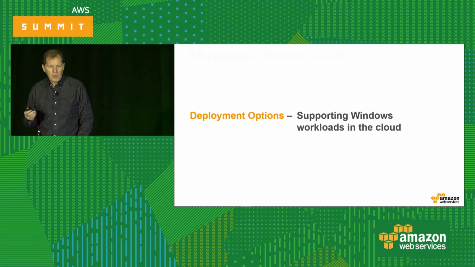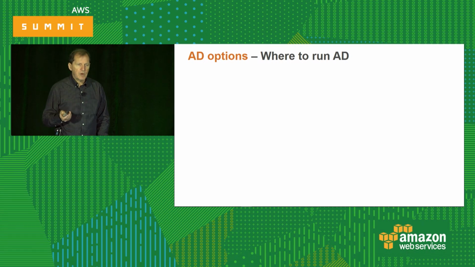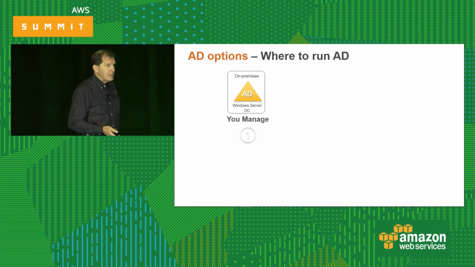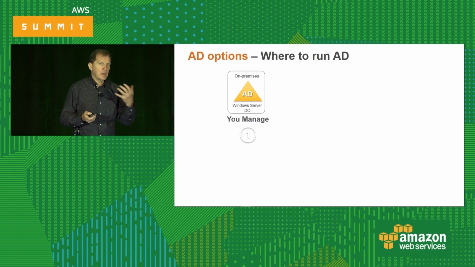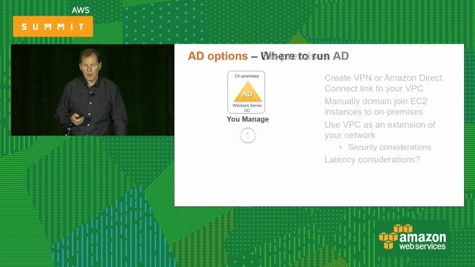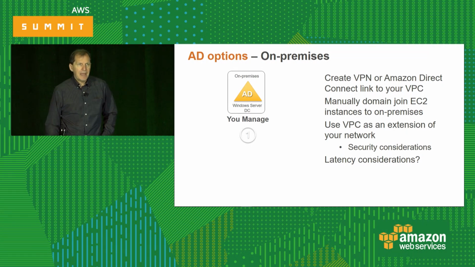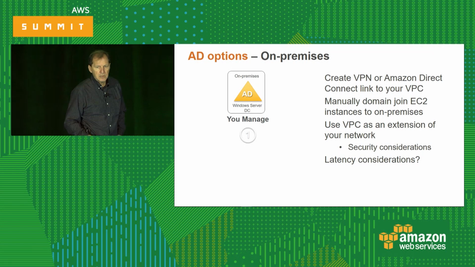So we're going to talk a little bit about this now, and about the different options that you've got. The first option is you could run AD on your on-premises network and have the cloud devices coming from the cloud down to your on-premises network. That's one model. Here you would create a VPN or a Direct Connect link to your VPC. You would manually domain join the EC2 instances to your on-premises network and use your VPC kind of as an extension of your network.